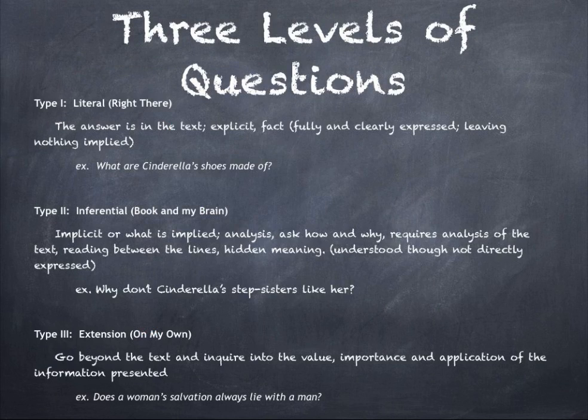Questions can be labeled in many different ways, but for consistency's sake, we're going to discuss 3 types of questions. The first type of question is called a type 1 or literal question. In kid-friendly terms, we call that a right there question. The answer is in the text, it's explicit, it's a fact, it's fully and clearly expressed, leaving nothing implied.